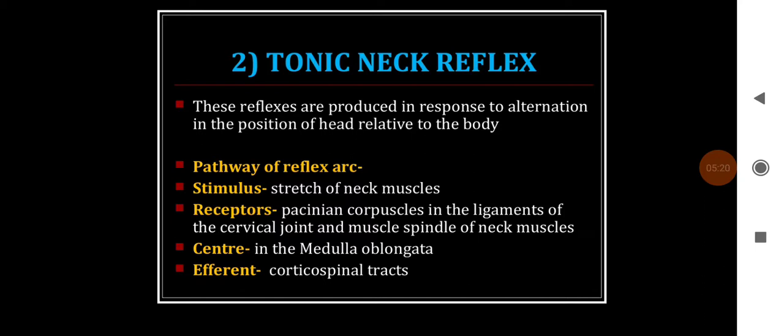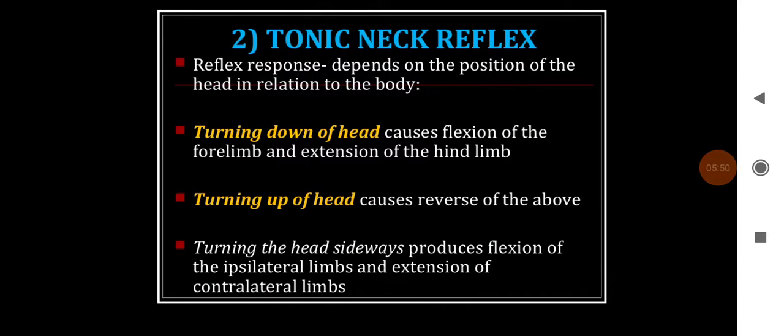Tonic neck reflexes are produced in response to alteration in the position of the head relative to the body. In the pathway of these reflexes, the stimulus is mainly the stretch of the neck muscles. Receptors are mainly the Pacinian corpuscles in the ligaments of the cervical joints and the muscle spindles of neck muscles. The center is the medulla oblongata, and the efferent is the corticospinal tracts.